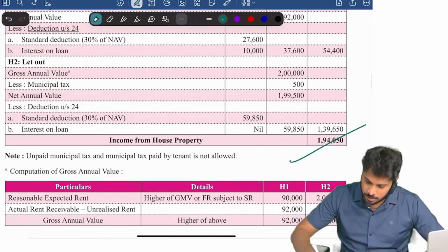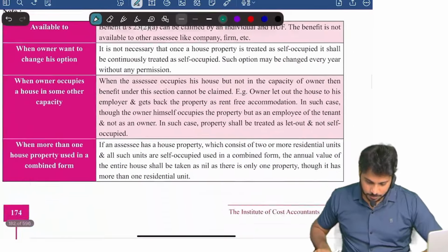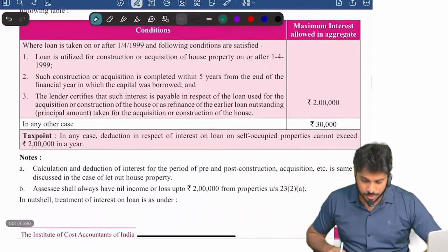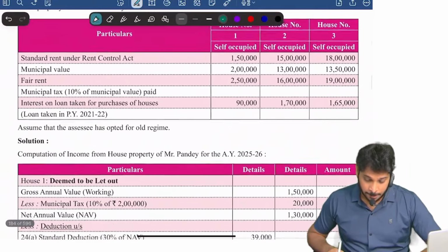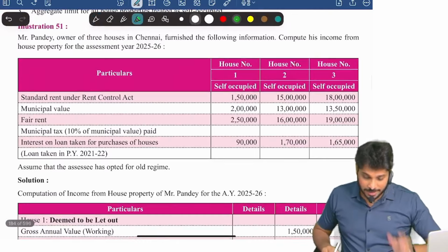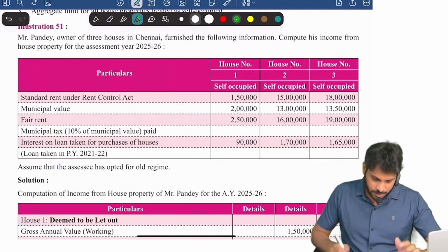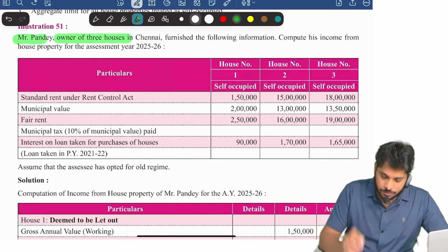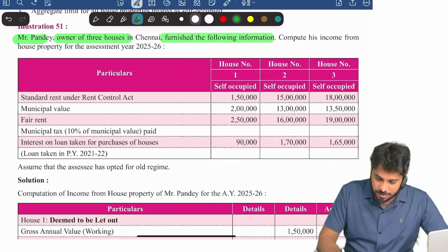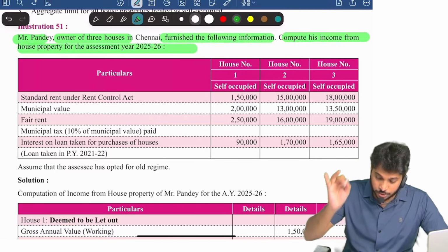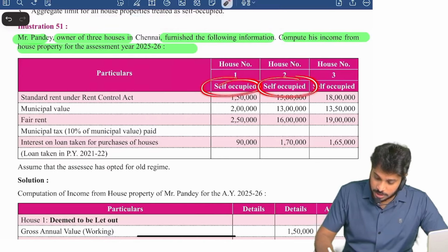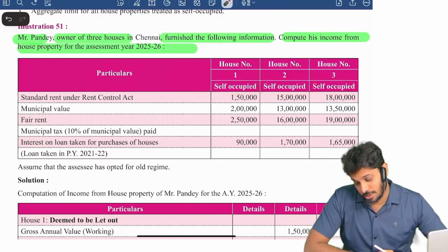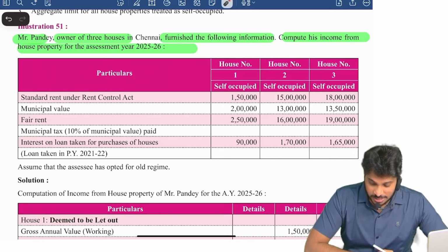That's it. Next, now the problems are going to start from self-occupied property. From here the problem complication will slightly increase. Okay, Mr. Pandey is owner of 3 houses in Chennai. Furnished the following information. Compute his income from house property. Oh, all the 3 are self-occupied. Oh my god. Okay, all the 3 are self-occupied.